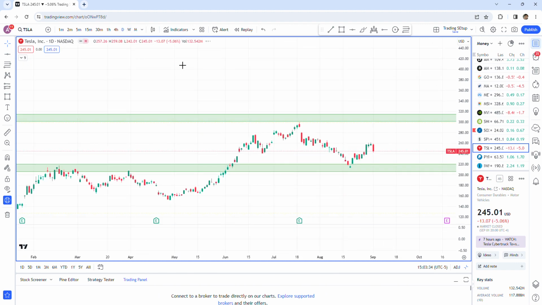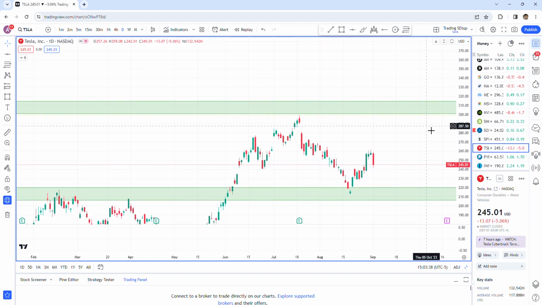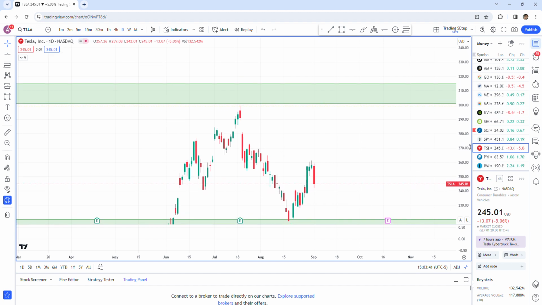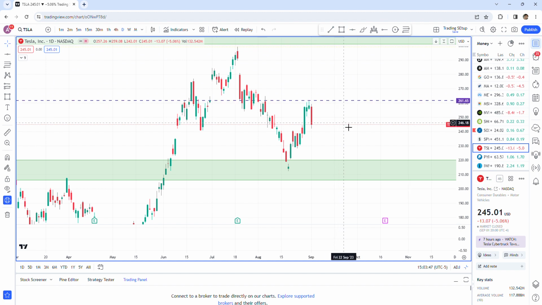Now I work my way down to the daily and see what else has been going on. All right, so here's the daily time frame. We already got a resistance area right here. We're having a hard time getting out of this area, this 261, 262 area right here. We're having a very, very difficult time making it up out of here.